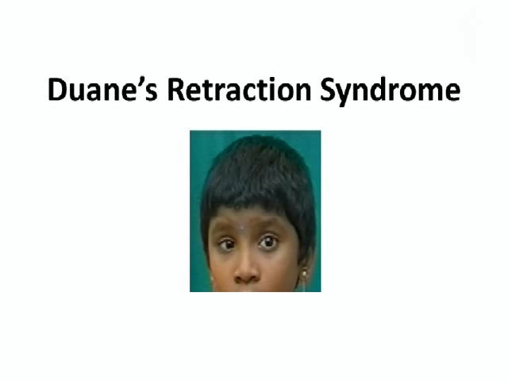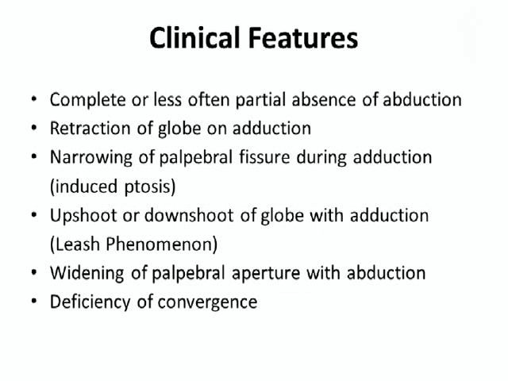The second condition would be Duane's retraction syndrome. We all very well know about this syndrome. Here the clinical features are complete or, less often, partial absence of abduction, and there will be retraction of the globe and narrowing of the palpebral fissure on adduction, an upshoot or downshoot of the globe with adduction, widening of the palpebral fissure with abduction, and a deficiency of convergence also will be present. So basically in type 1 Duane's, abduction will be restricted, with narrowing of the palpebral fissure and retraction of the globe on adduction. And when the patient tries to abduct the eye, there will be widening of the palpebral fissure.